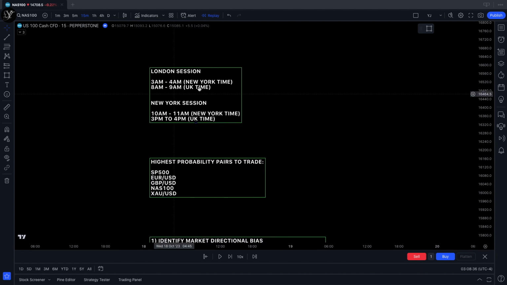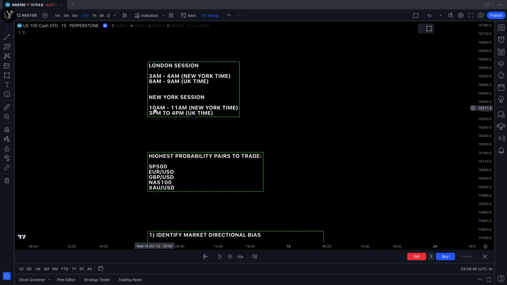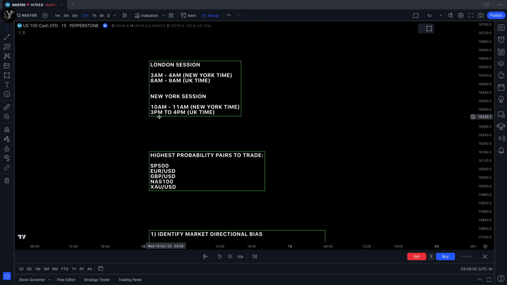First things first, the timings. For London session, we're going to want to mark out 3 AM to 4 AM New York time, which is what I have set down here, and 8 AM to 9 AM UK time. And for New York session, we're going to want to have 10 AM to 11 AM marked out for New York time, and 3 PM to 4 PM UK time.